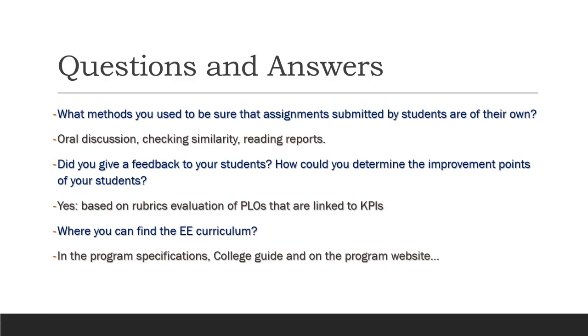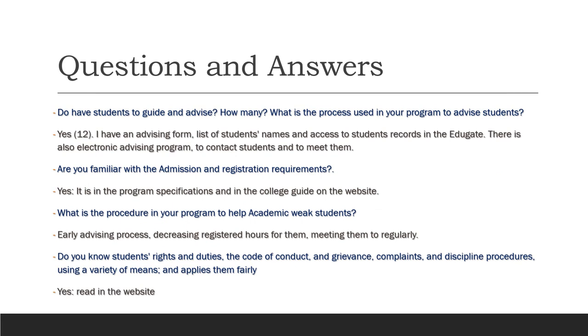Where can you find the curriculum? Of course, in the program specification, you can find it in the college guide or department guide or on the website. Do you have students to guide and advise? How many? What is the process used in your program to advise students? Not all faculty members are advisors. Maybe some of them are working on other administrative work.